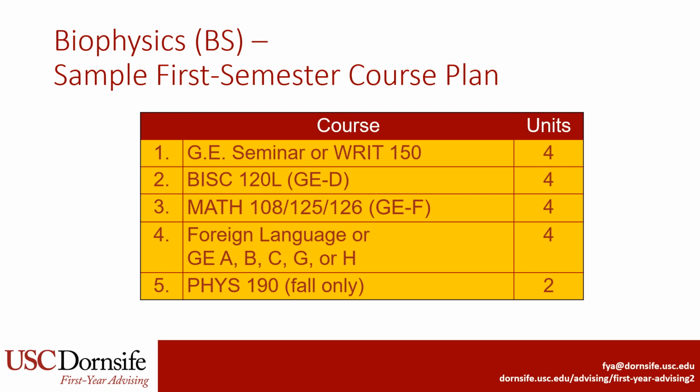Physics 190, the 2-unit seminar course, is only offered in the fall. We recommend taking it in your first year to get the most out of this course. If you're unable to fit it in your first semester, you'll be able to take it in the following year.